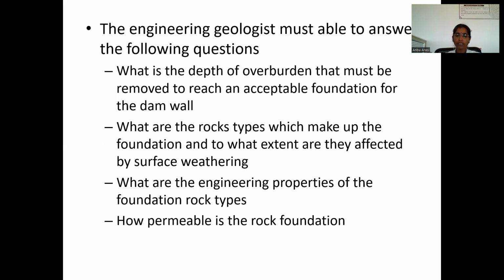Next question, where can adequate supplies of construction materials such as clay, sand, gravel, and rock fill be obtained, preferably as close as possible to the dam site? Will the rock that must be excavated to provide a spillway for the dam be acceptable for use as rock fill in the construction of the dam embankment? Will the spillway require concrete lining and an energy dissipation structure at its downstream end? Or is the spillway rock sufficiently erosion resistant that these can be omitted?